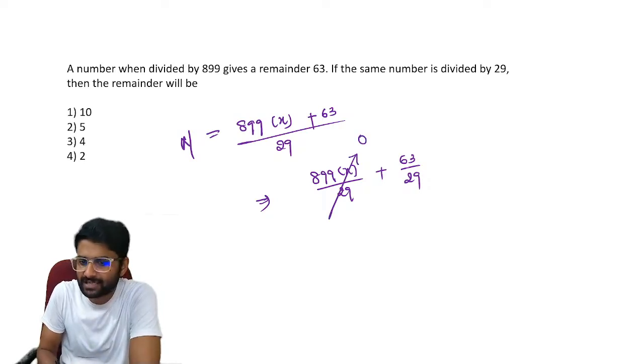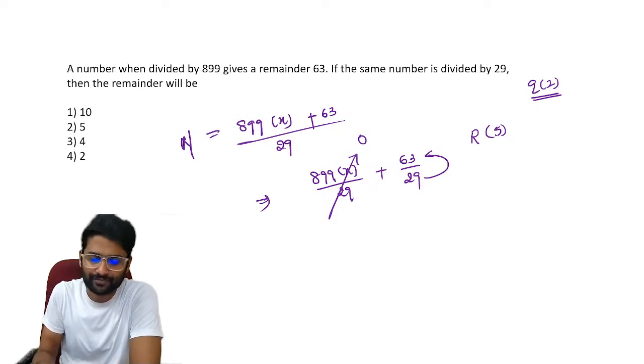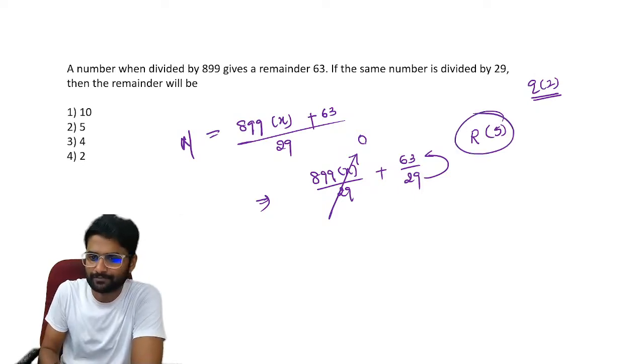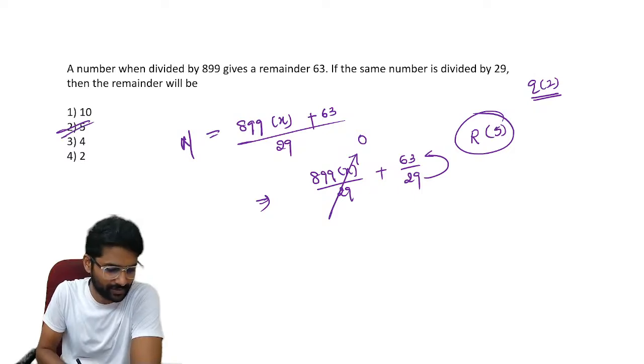Now if 63 is divided by 29, definitely it leaves a remainder of 5 units. Why? Because 29 is multiplied 2 times, so here the quotient is 2. Then the value of the remainder is 63 minus 58. So finally it leaves a remainder of 5 units.